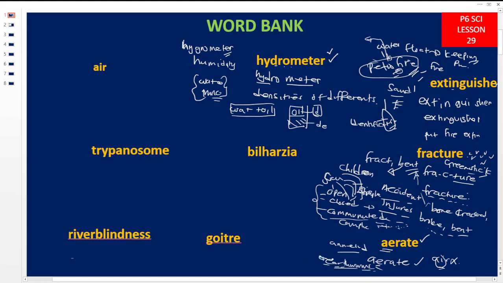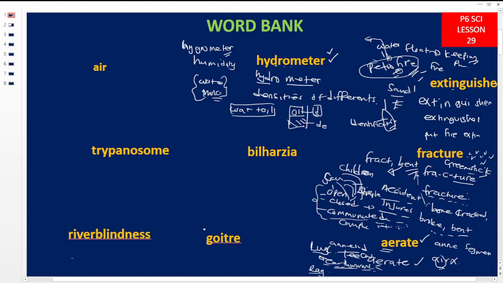Apart from the earthworm, we have other examples of annelids like the lugworm. Then we have the ragworm. We have leeches. We have earthworms. All of these are annelids, which we call the segmented worms.